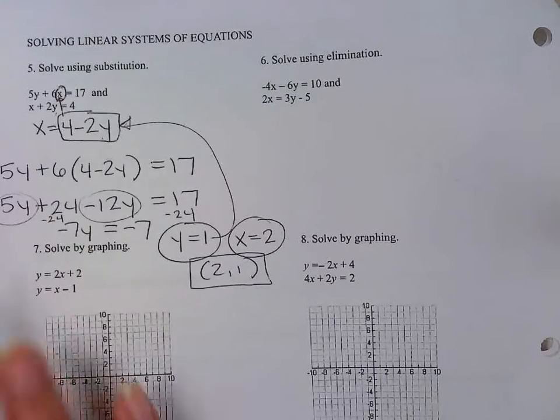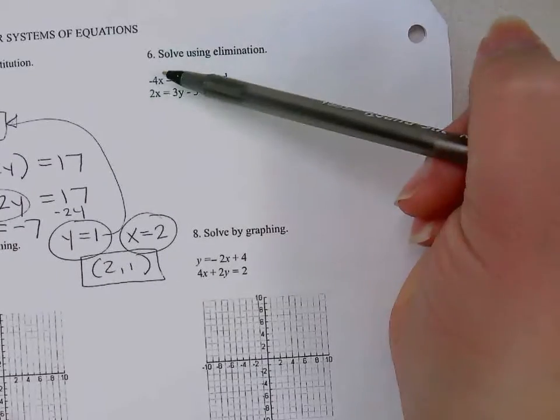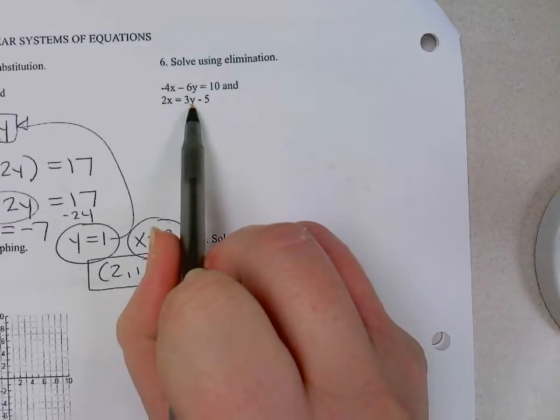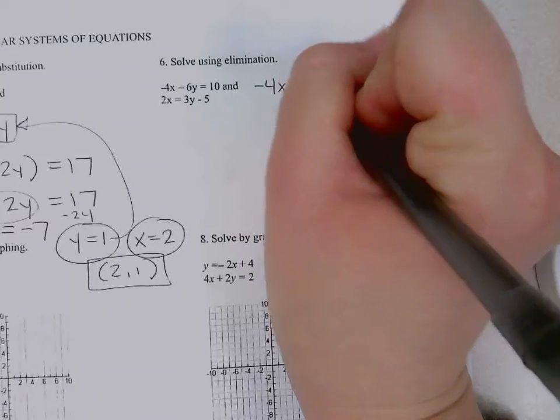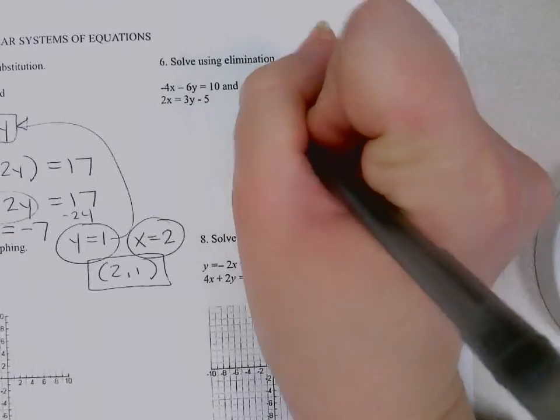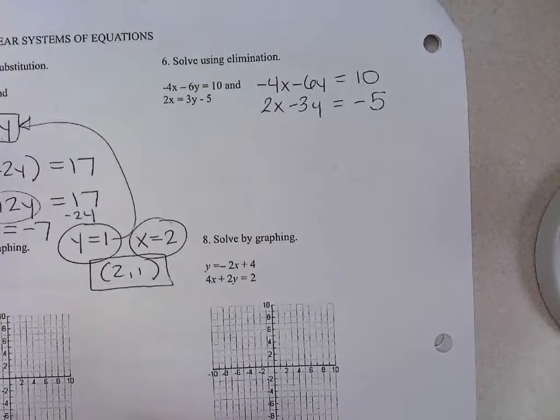Elimination is different. So for elimination, you want your equations lined up on top of each other. And so I've got my x's lined up. So I'm going to subtract this 3y to the other side. So I have negative 4x minus 6y equals 10. 2x minus 3y equals negative 5. See how they are lined up now? If I add them together, will anything get eliminated?